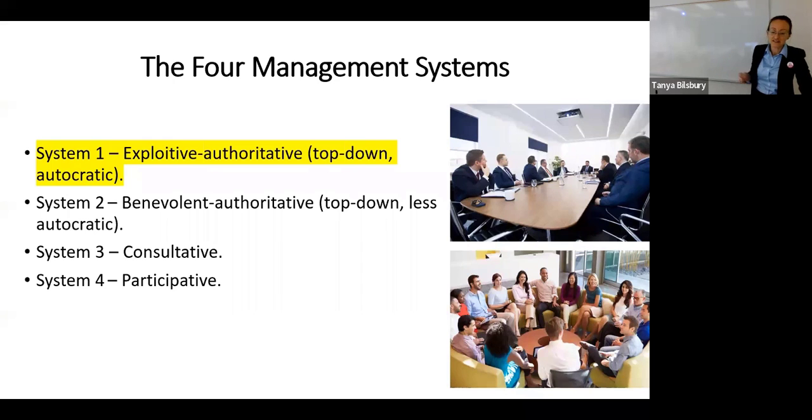Then in system 3, you have a consultative culture that is halfway between, it's a compromise between that and system 4, which is your OD ideal of the flat hierarchy and all the caring and sharing.